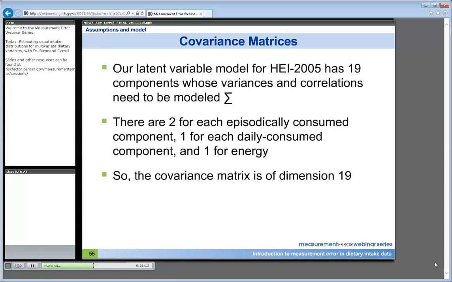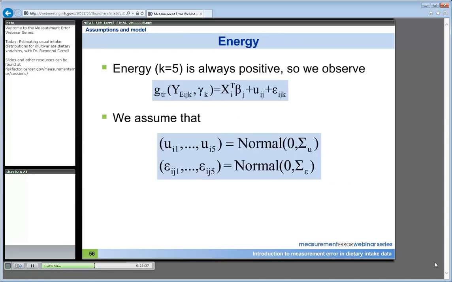And finally now, I'm going to add in energy. Our latent variable, turns out, in HEI 2005 has 19 components. So it's a 19-dimensional covariance matrix. There are two variables for episodically consumed components, one for daily consumed components, and one for energy. So we have a pretty large dimensional covariance matrix. And energy, of course, is transformed. It's skewed, and we transform it in the same way with demographics, individual effects, and day-to-day variability. And our model proposes that on the transform scale, the individual effects are normally distributed, and on the transform scale, the day-to-day variability is normally distributed. And our big model is just a generalization of this to add all 13 components of the HEI 2005.